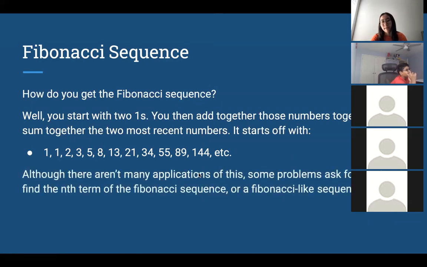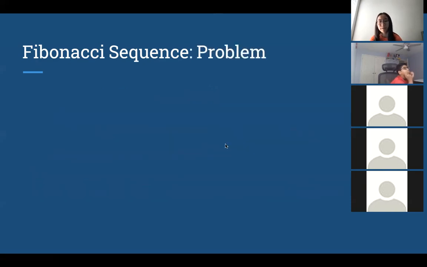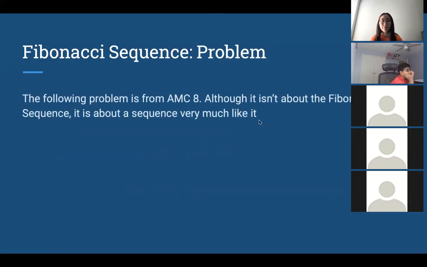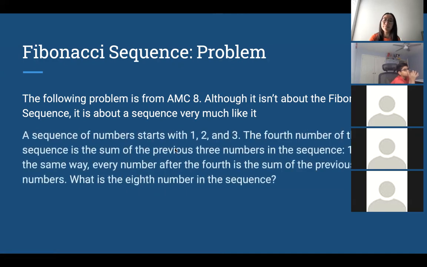So there aren't many applications of this, but some problems will ask you to find like the nth term of the Fibonacci sequence or a similar sequence. So it's good to know. So here's an example from the actual AMC 8. And so it's not about the Fibonacci sequence, but it's basically something really similar.